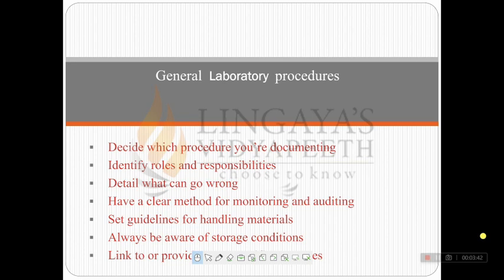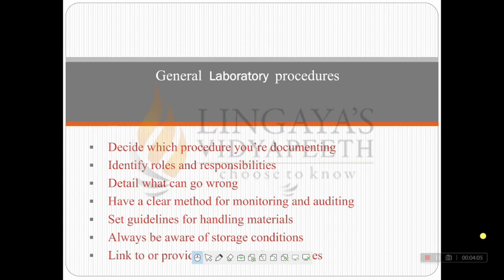Next is to detail what can go wrong. So you have to make a detail that while applying or performing this procedure, what all errors or manipulations can a person reach, so that he can get a clear idea of how to rectify these errors.